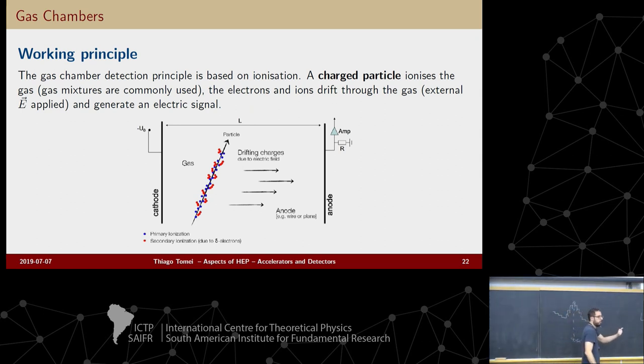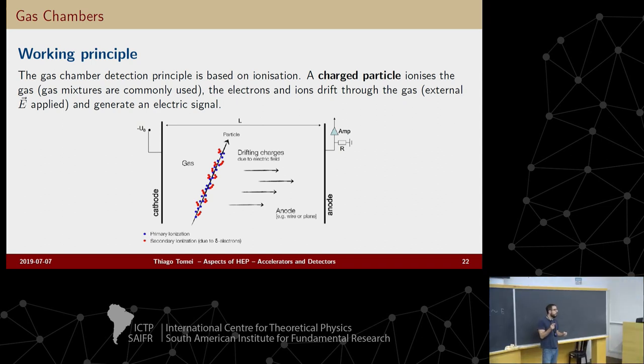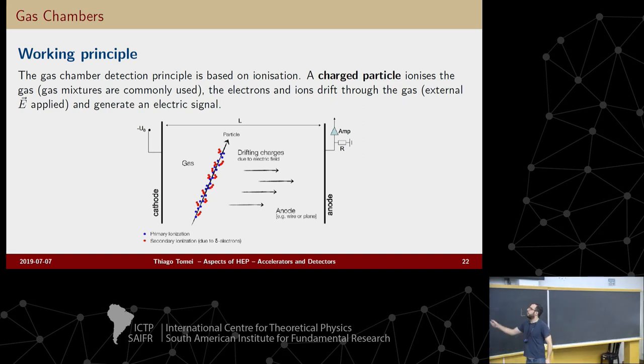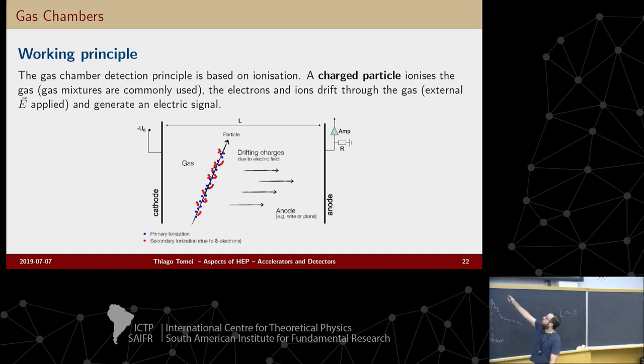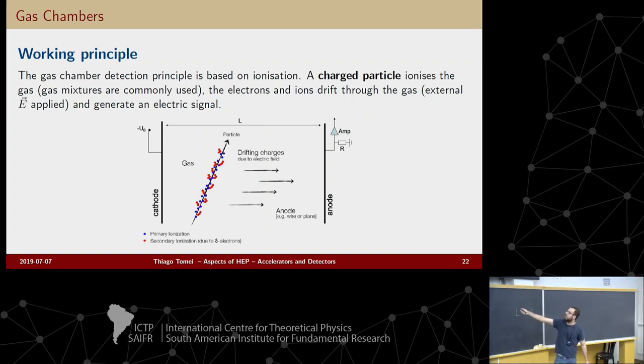Same for the ions, but the ions move slowly. So you actually have two signals, which may be bad, but on the other hand, you can correlate these signals to get more information. And it depends on everything. It depends on which gas is here, which temperature, which pressure, which voltage difference you apply between these two.